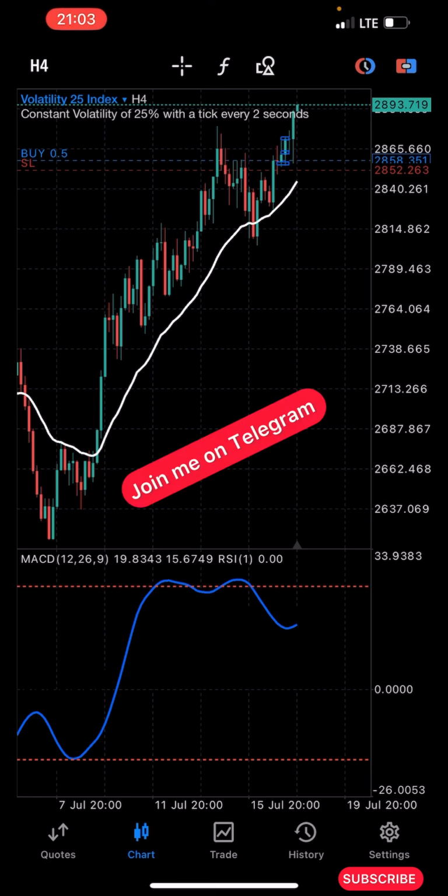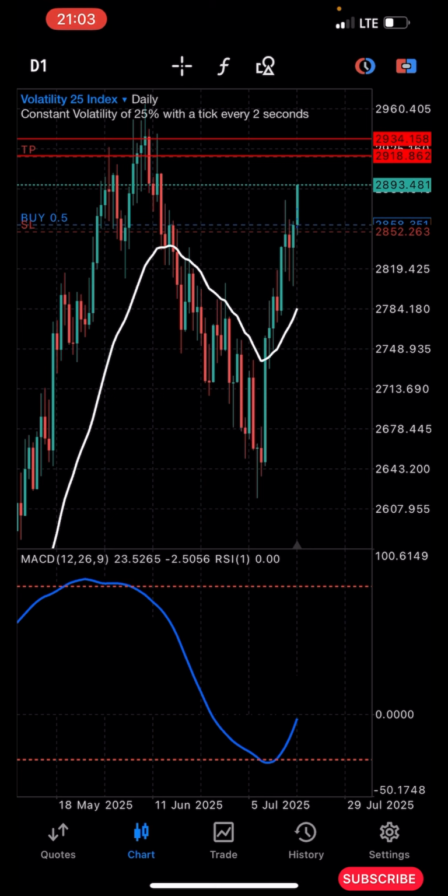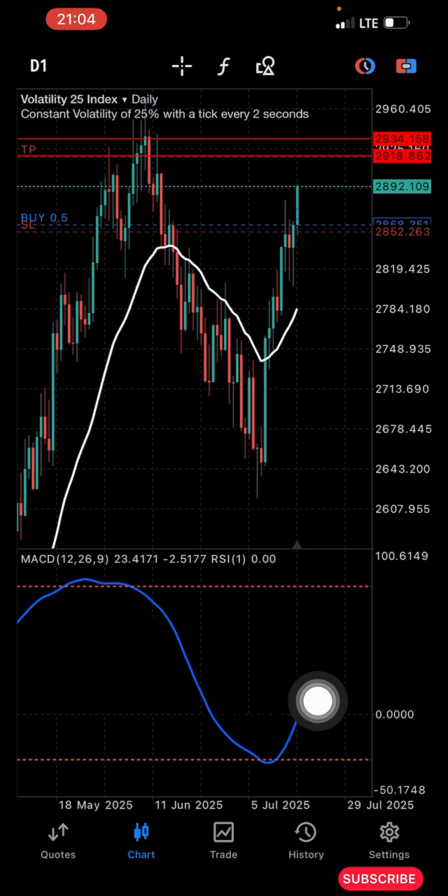So first of all, before I took this entry, I first went to the daily time frame. Here on the daily time frame, as you can see, we are in an uptrend, and on our indicator window, the MACD blue line here is facing up. That tells you that price has gotten to the oversold level here and is bouncing to the upside now.